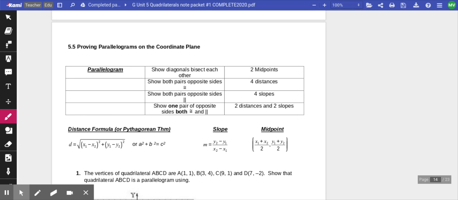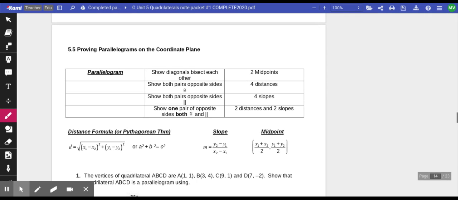Hello everyone. Today we are continuing proving shapes are parallelograms, quadrilateral parallelograms. Today we're going to talk about how to do it on a graph or a coordinate plane.